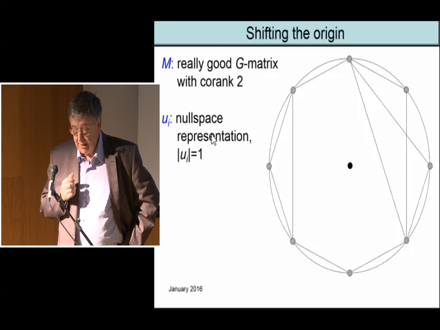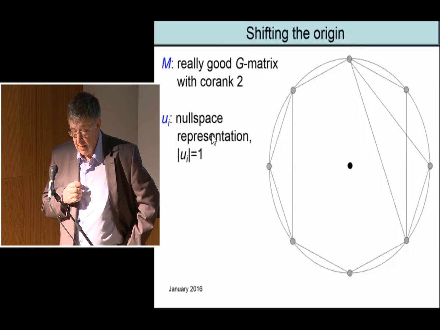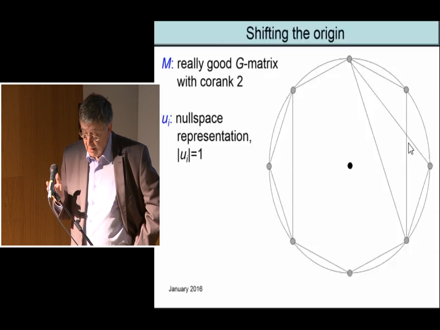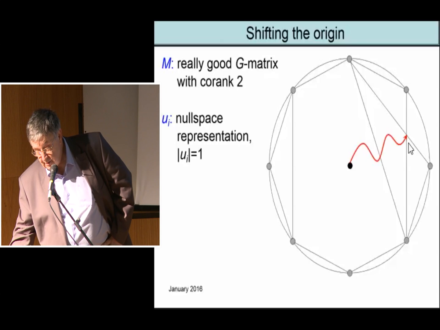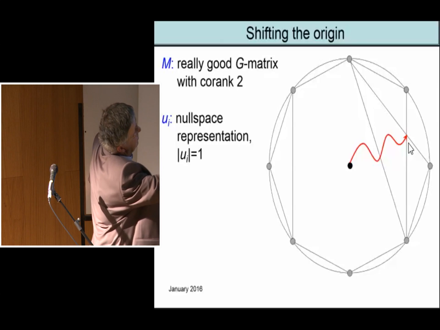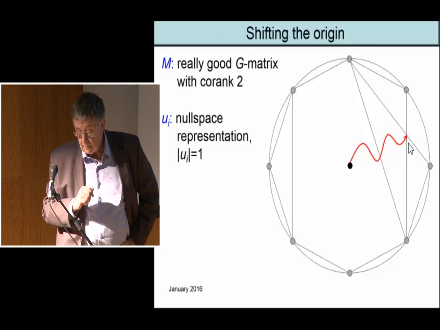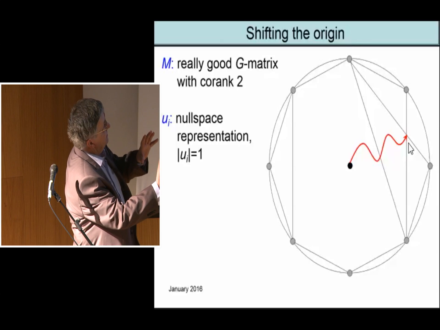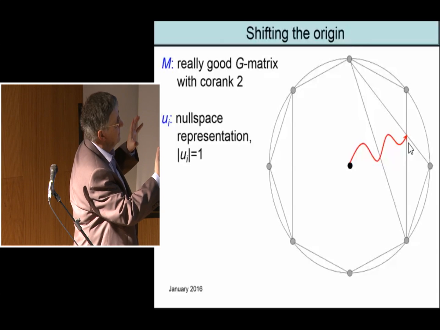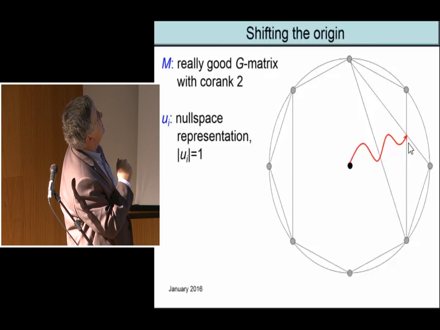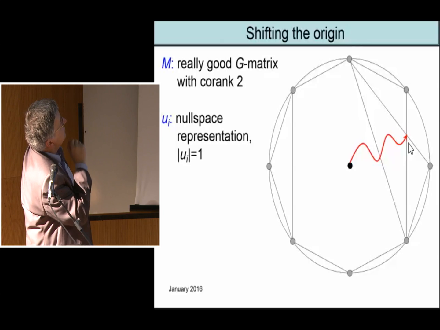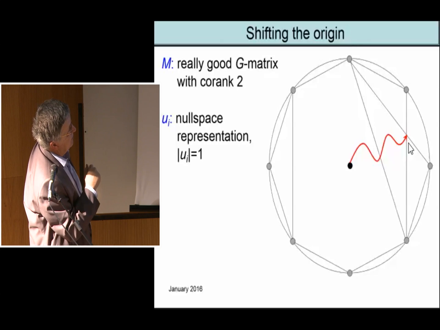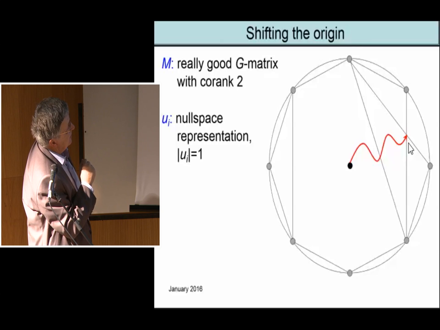So we start with a really good G matrix with corank 2, and this defines a null space representation in 2 dimensions. Now, if it's an embedding as an outerplanar graph, then we are done. Otherwise, we will find some crossing between the edges there. And then we start moving the origin. In other words, actually we are shifting the whole picture in the other direction. So we are modifying the matrix, and there is an explicit way how the entries of the matrix change. And so eventually we move the origin all the way to this crossing point.